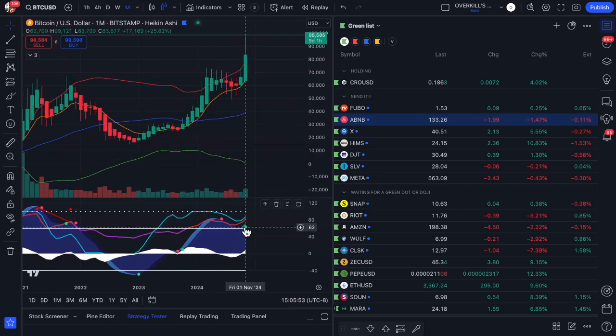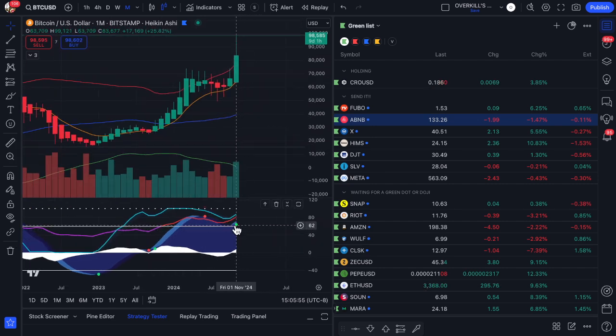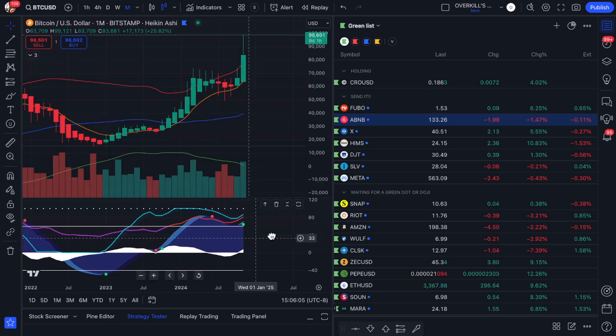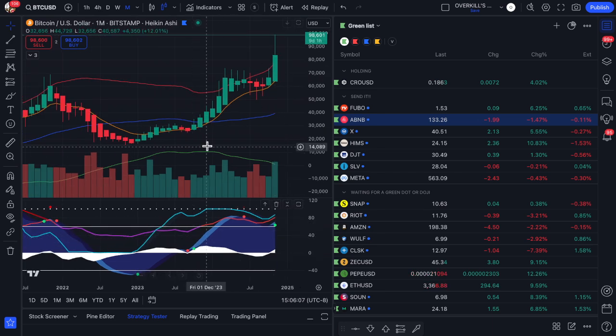And you could see Bitcoin, we actually called this green dot out here on November 1st of this month. The price was around 62,000. So if you were in the Discord, you're up about 35% from that trade. There was another one also called out here in October at about $27,000.